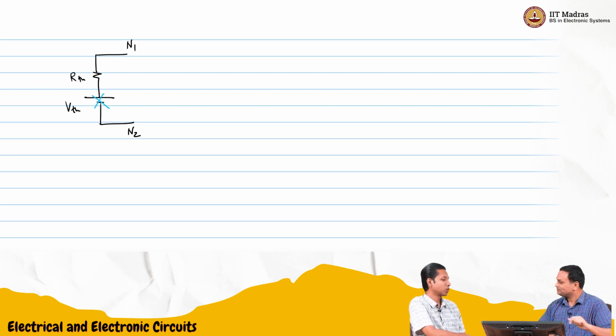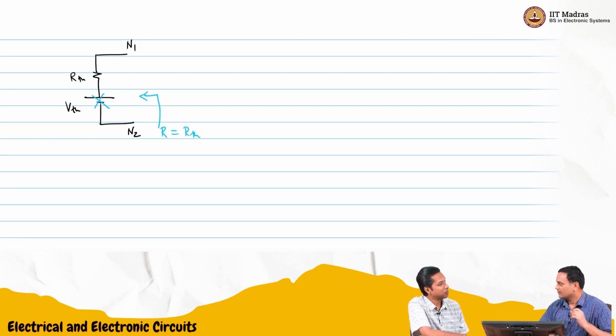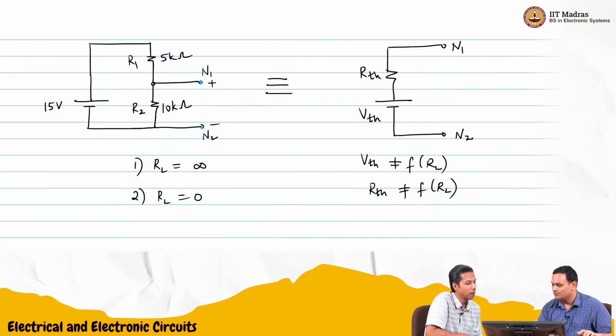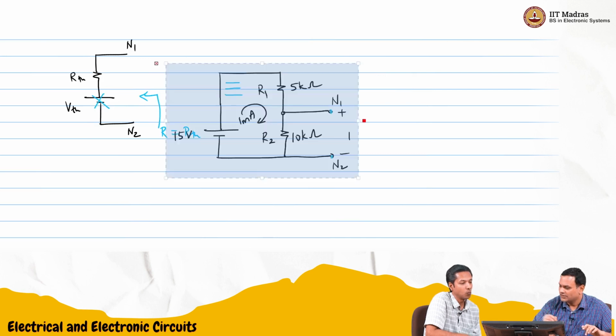If it's a voltage source, I should just replace it with a short circuit. Short circuit. Correct. Ideal voltage source. So what I do is I short circuit the voltage source, and the resistance looking in is RThevenin. Shall we try that for our circuit? Correct. So for the full network also, across N1, N2, we do the same thing. This should be identical if you did the same thing for the network as well.